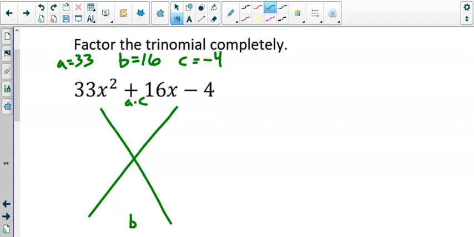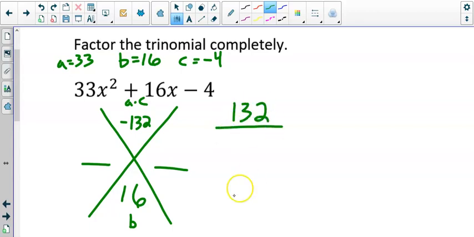A little bit larger, but that's okay. And down below is what? What is our B? 16. So we want to find two numbers that when multiplied will give us negative 132, but when added together give us a positive 16. Again, focus in on the top number. Don't worry about the fact that it's negative. We'll deal with that later. Just right now, focus in on 132, and we need the factors of it.